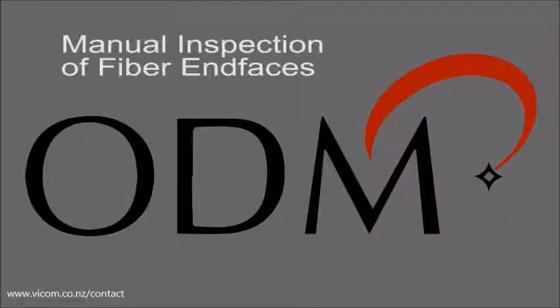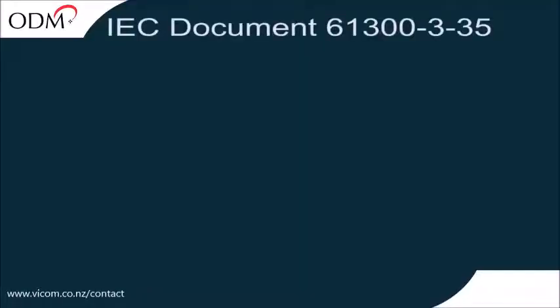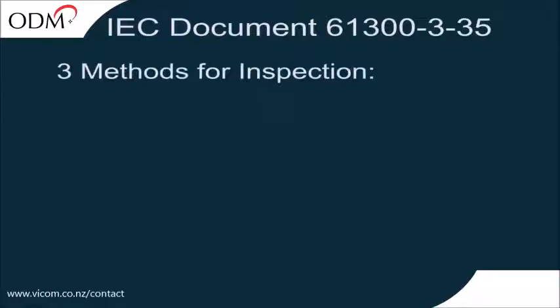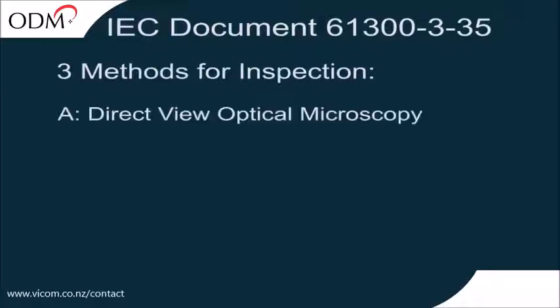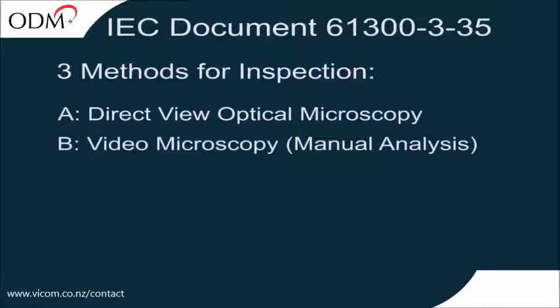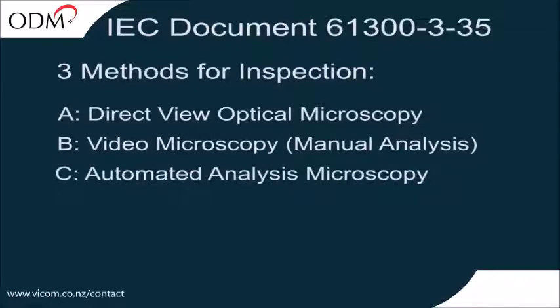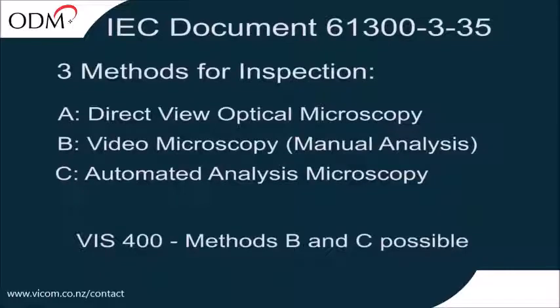This video will explain the manual grading process for fiber end faces using the Inspect software from ODM. According to the IEC's International Fiber Testing Standard Document number 61300-3-35, there are three acceptable methods for performing fiber inspection. These are A. Direct view optical microscopy, B. Video microscopy, which is the focus of this video, and C. Automated analysis microscopy. ODM's VIS 400 inspection scope provides options for performing fiber inspection using both methods B and C.